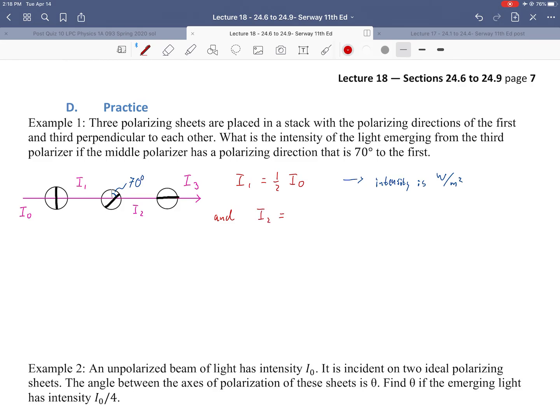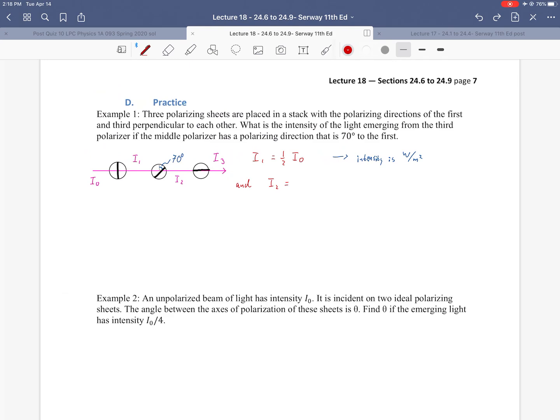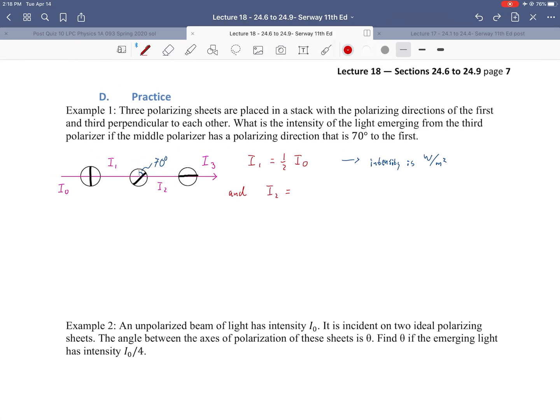So I2 is going to, and I'm just going to use this formula right here. I max is going to be what left the first polarizer, and it's going to be cosine squared of phi. So I2 is then going to equal I1 times cosine squared of phi. Well, that's going to be 1/2 I naught times cosine squared of 70 degrees.